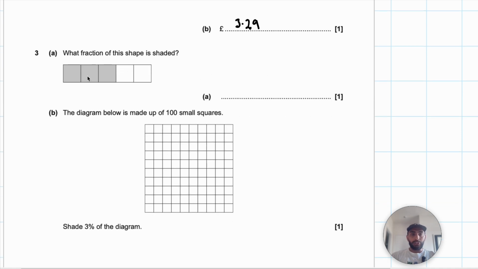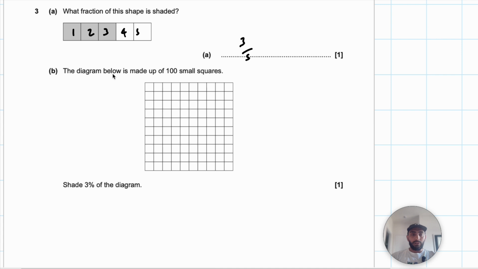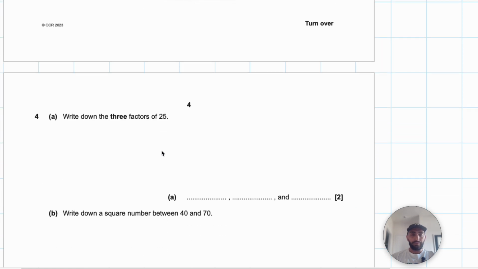What fraction of the shape is shaded? I have 1, 2, 3 parts that are shaded out of 4, 5. So it's 3/5. The diagram below is made up of 100 small squares. Shade 3% of the diagram. If there's 100 squares and we're trying to shade 3%, percentages are always out of 100, so we just need to shade in 3 squares.